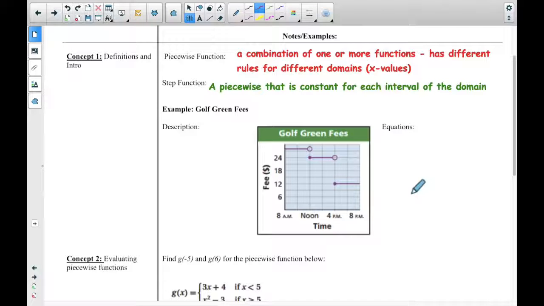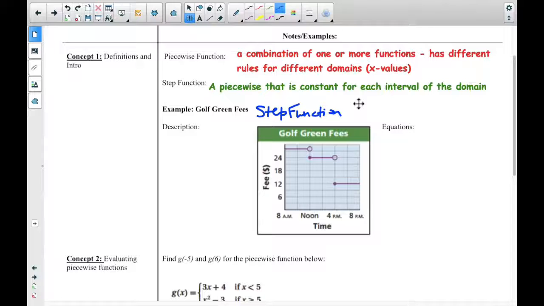Another type of piecewise, a specific type of piecewise, is called a step function. So a step function is a piecewise that is constant for each interval of the domain. And so I think if you look at this picture, this is an example of a step function. And can you see how there's different steps at each place? That's why it's called a step function.